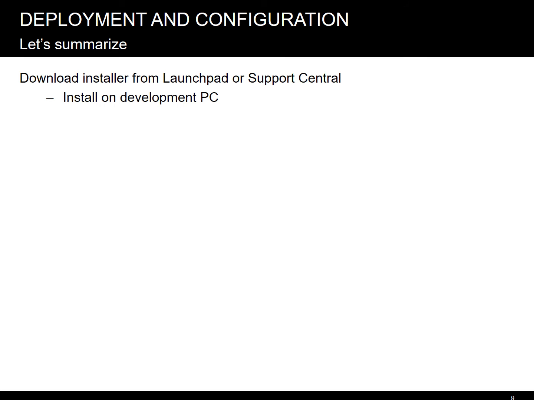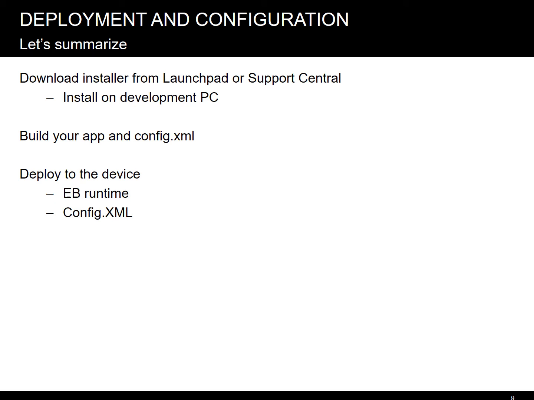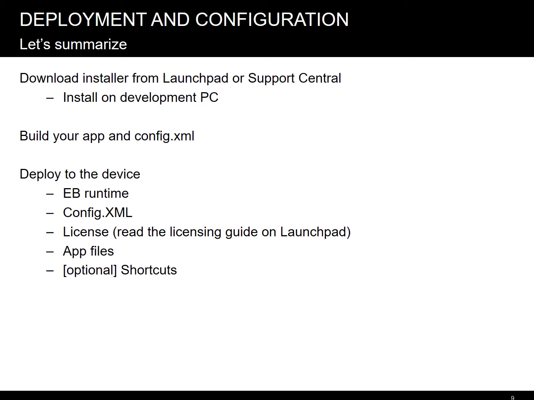Okay, let's summarize. To start working with EB, you need to download it from Launchpad or Support Central and install it on your PC. Then you build your app and config.xml. Then you can actually deploy it to the device. First the EB runtime, then the config.xml. Then the license, read the licensing guide for details, then the app files, and optionally shortcuts. All this can be either done manually or scripted via MDM or simple batch files utilizing ActiveSync or ADB.